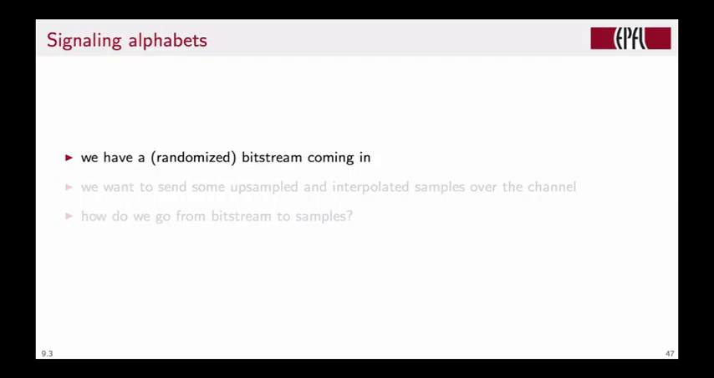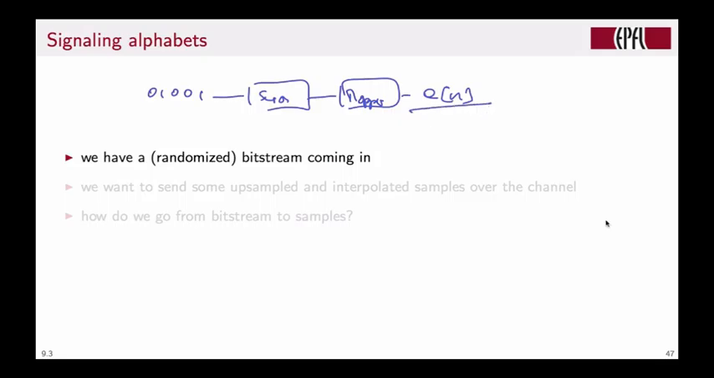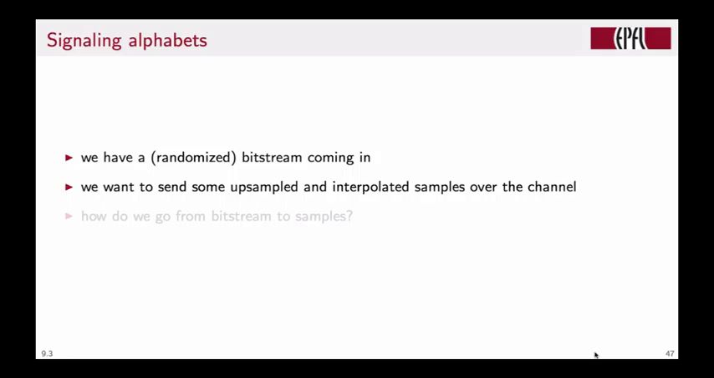Remember the scheme for the transmitter. We have a bit stream coming in, and then we have the scrambler, and then the mapper. And here we have a sequence of symbols, A[n]. These symbols will have to be sent over the channel. And to do so, we upsample, and we interpolate, and then we transmit. Now, how do we go from bit streams to samples in more detail? In other words, how does the mapper work?